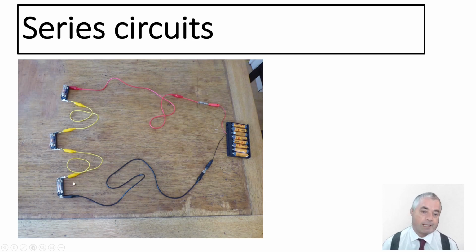And the reason for that is we've got 12 volts for this power supply, but those 12 volts have to be shared between those 3 lamps. They're only getting 4 volts each, and that's why they're dim. They're not getting the 12 volts they're designed to work with, they're only getting 4.